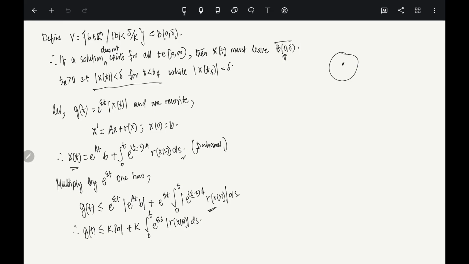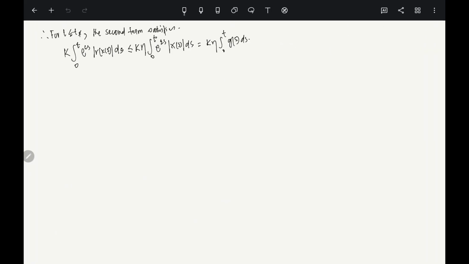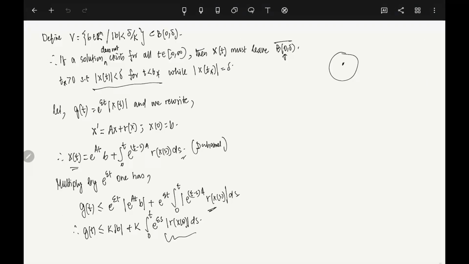Okay, see this particular second expression. Now we use Gronwall. By the Gronwall lemma, we have that g of t in this case will be less than or equal to k mod b times e to the power k eta t, for all t between 0 and t star. Now, if you just look at it, what is g of t? g of t is e power epsilon t mod x of t.